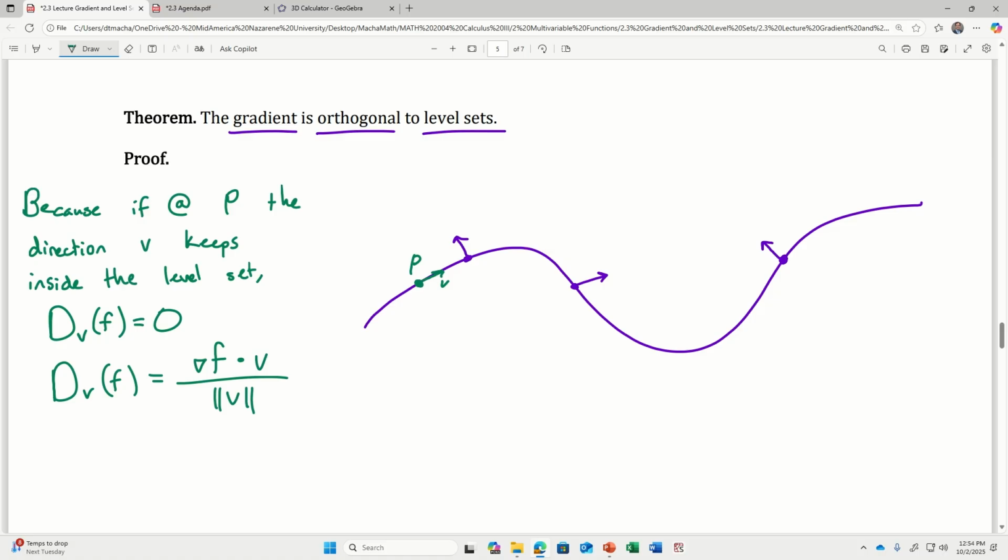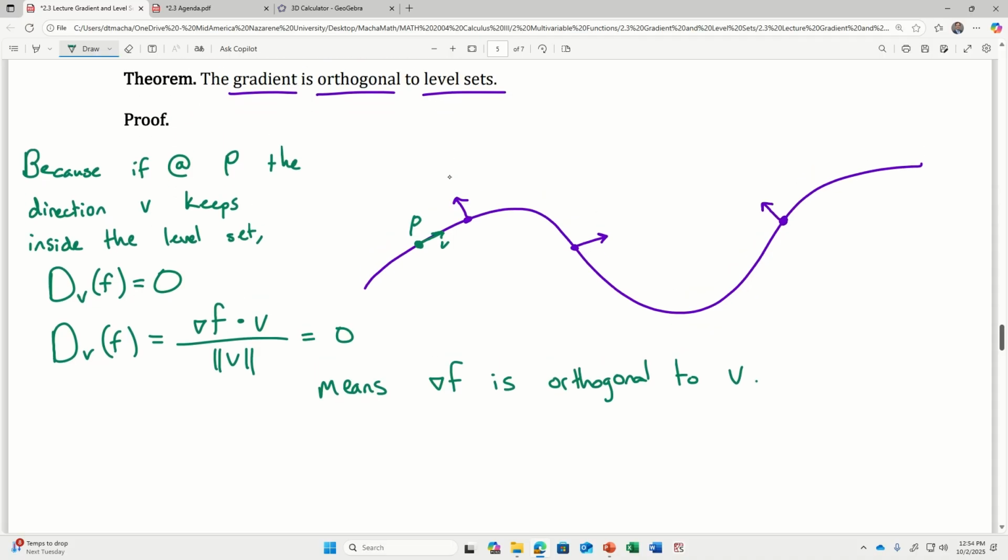It's pointing in some direction. And so the only way that the gradient of f dot product with the gradient of v can give me a 0 is if the gradient is orthogonal to the direction we chose. So that's the proof.